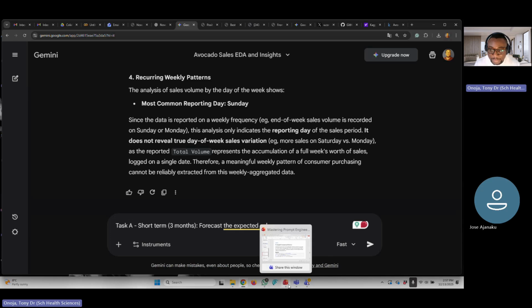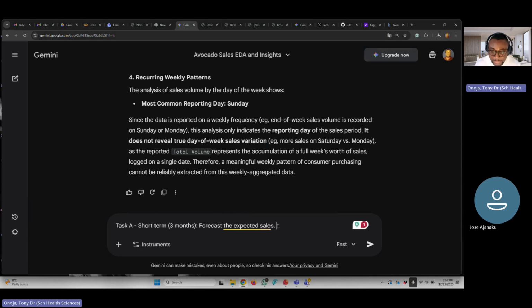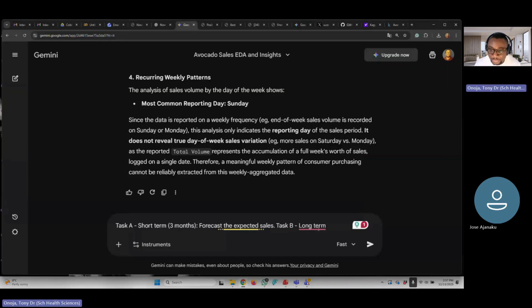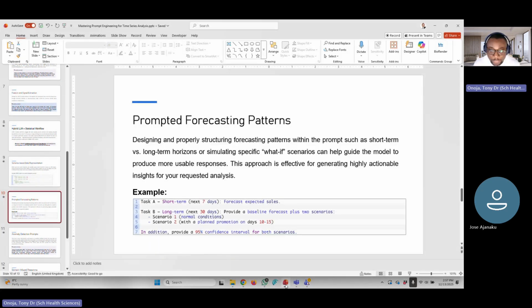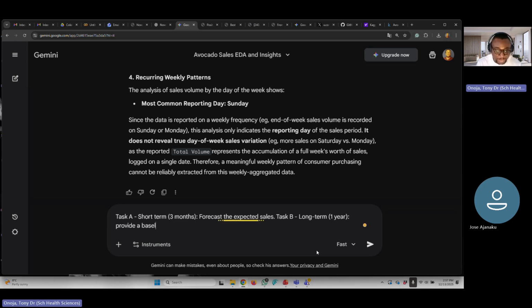And then the second task is task B, which we said is the long-term forecast. So in the long term, we are looking at 1 year. Let's look at a whole 1 year for the long term. And what we are expected to do is provide a baseline forecast plus 2 scenarios.